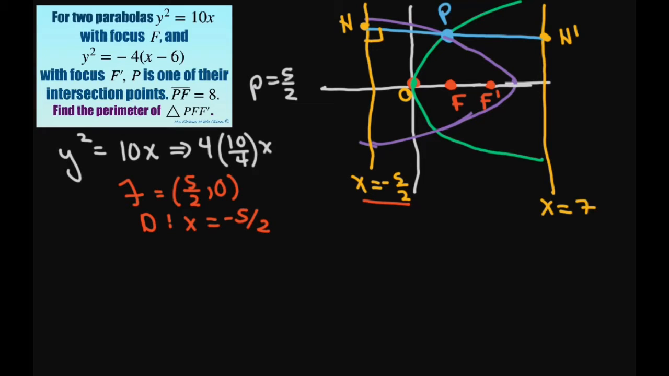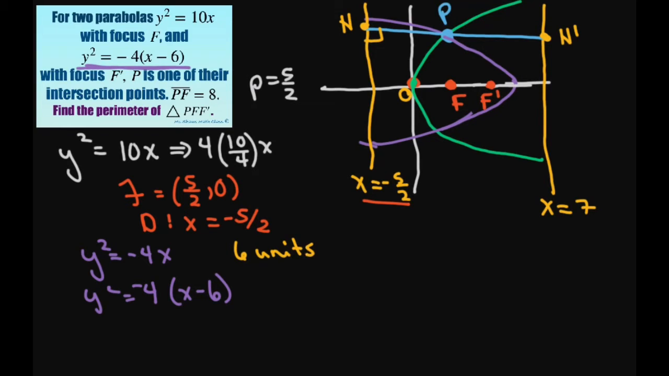All right, now let's do the second one. This one opens up to the left because we have the negative. So if we compare y squared equals negative 4x minus 6 to y squared equals negative 4x, this is basically a translation of 6 units along the x-axis.